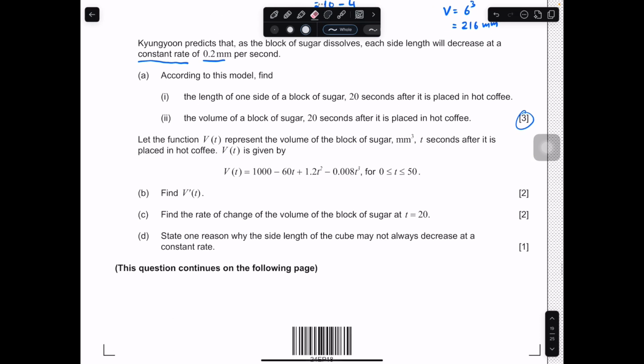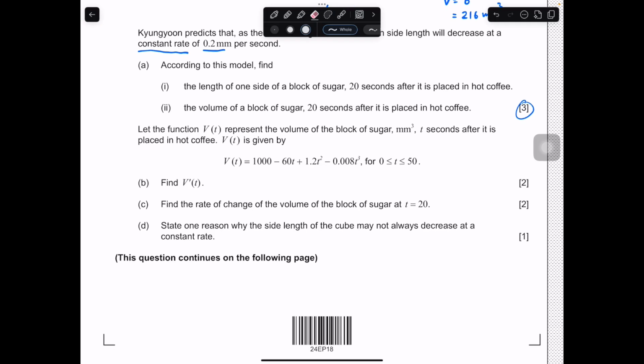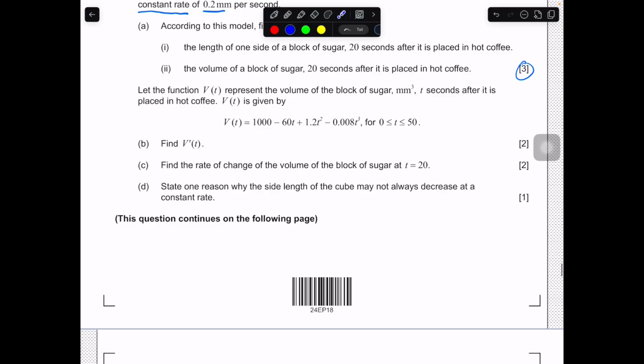Let the function V of t represent the volume of the block of sugar in millimeters cubed t seconds after it's placed in hot coffee. V of t is given by some function here. V of t is equal to 100 minus 60t plus 1.2t squared minus 0.008t cubed. And they give us some domain. So this function applies from the first 0 second all the way up to the 50th second. So t is greater than or equal to 0, less than or equal to 50. 2-mark question here. They're asking us to find the first derivative. So find the derivative of this function here.